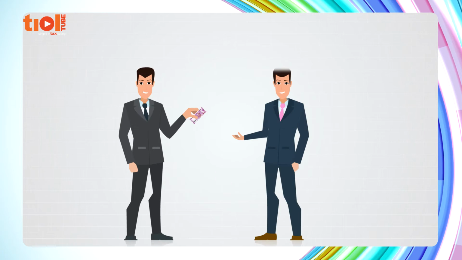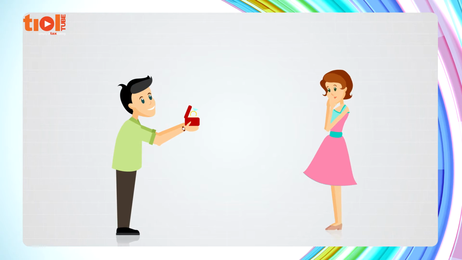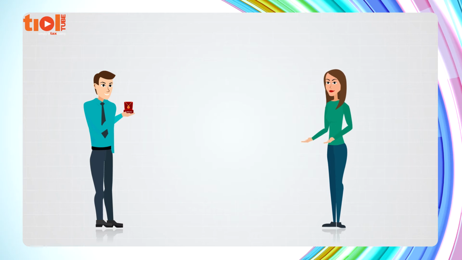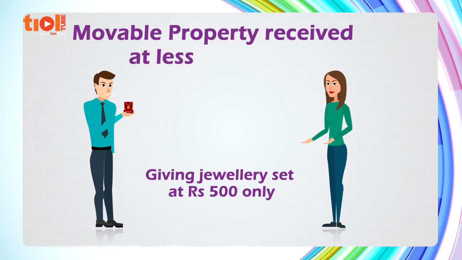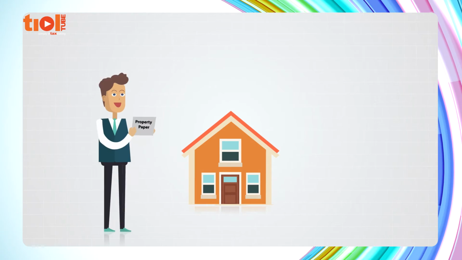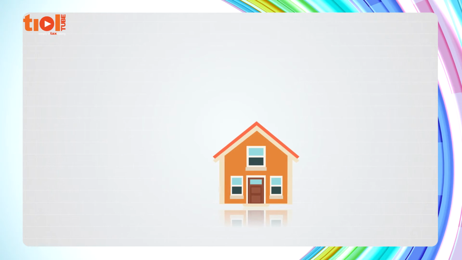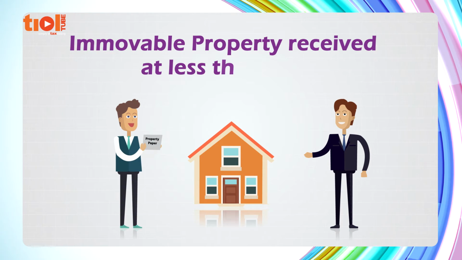Any sum of money received without consideration is a monetary gift. Certain movable properties as per IT Act received without consideration is a gift of movable property. If such movable properties are received at a lower price, it can be said that such movable property is received for less than its fair market value. Immovable properties received without consideration can be termed as gift of immovable property. In case Mr. B pays a reduced price for such property, then it is said as immovable property received for less than its stamp duty value.